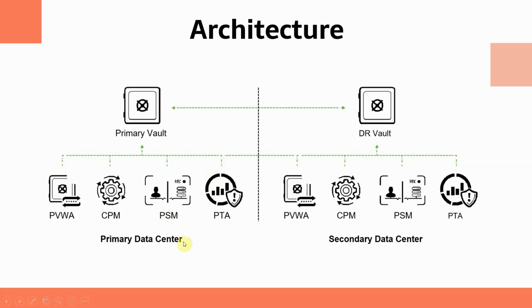When your primary data center goes down, this DR vault server will automatically become active, and the DR vault will be promoted as the primary vault. So you can have the switchover or the failover, and the failover can be manual or automatic. In the coming session, I'll be discussing those in detail. This is a basic architecture, and your PTA is again optional, but these are the mandatory ones: your primary vault, PVWA, CPM and PSM, and DR.